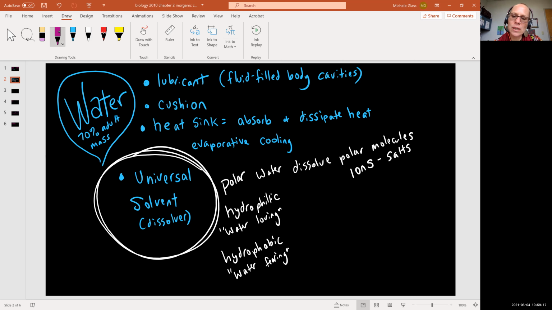I also want to mention some other terms while we're on this topic of solutions. We have what's called a colloid and we have what's called a suspension. Now, a colloid is going to be a suspension of large molecules, usually proteins, that don't settle.